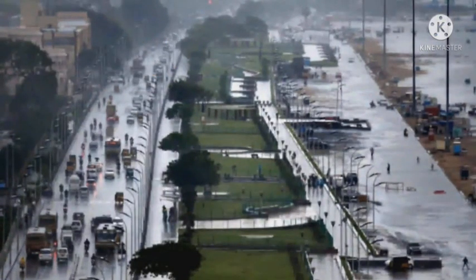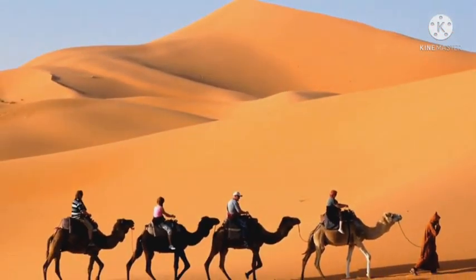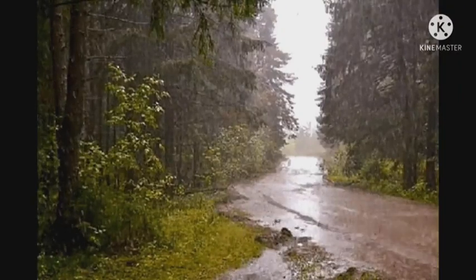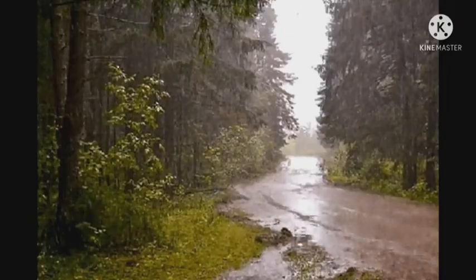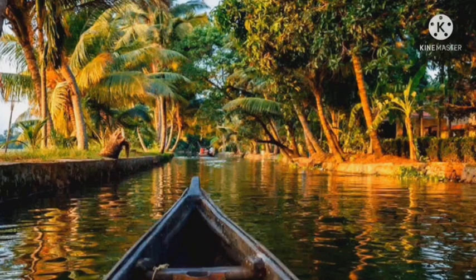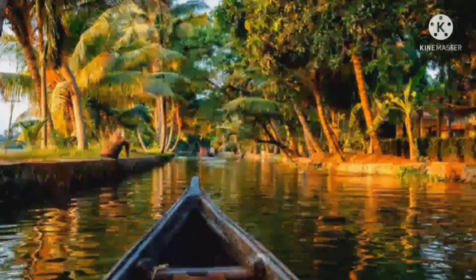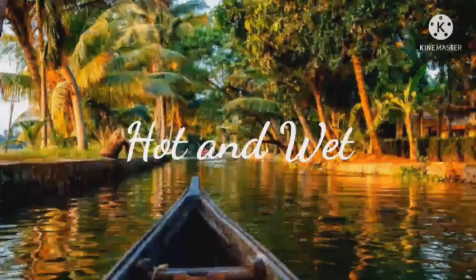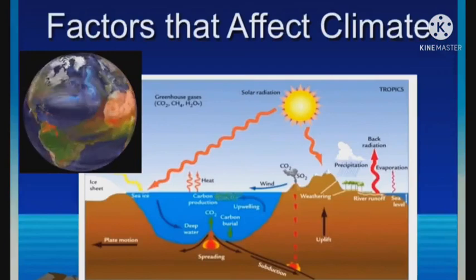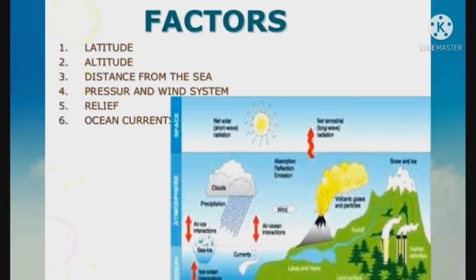Now we understand that if temperature at a place is high, most of the time it is said to have a hot climate. If it has heavy rainfall in addition to high temperature, then we say that the climate of that place is hot and wet. There are many factors that affect climate around the world. Now let us discuss the most important natural factors that affect the climate.